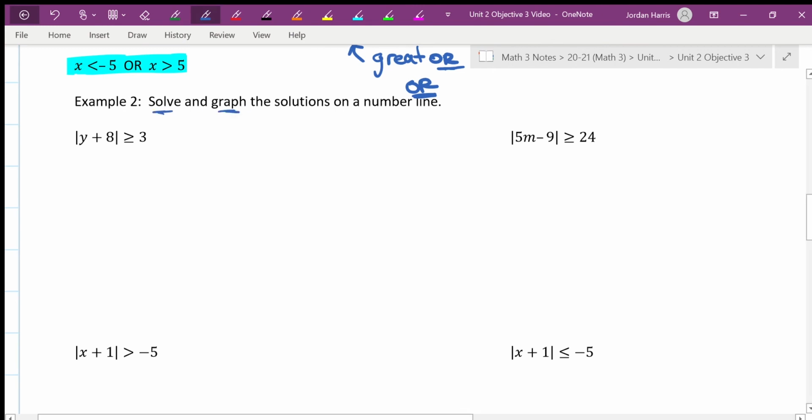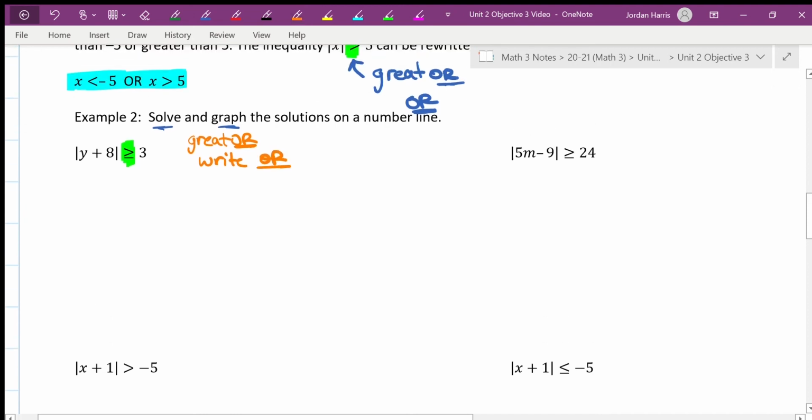Once again, first step, absolute value by itself. Okay, in this case it is. Second step, look at the inequality. So this is "greater or." I know it's spelled wrong. A lot of people want to point that out to me. I know, it's to help you remember. Greater "or", write "or". All right.